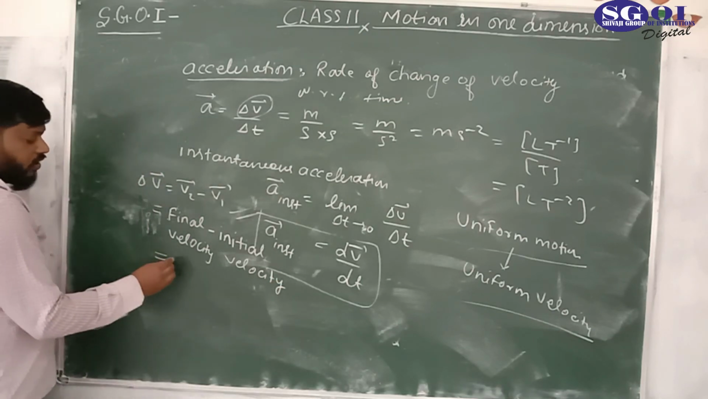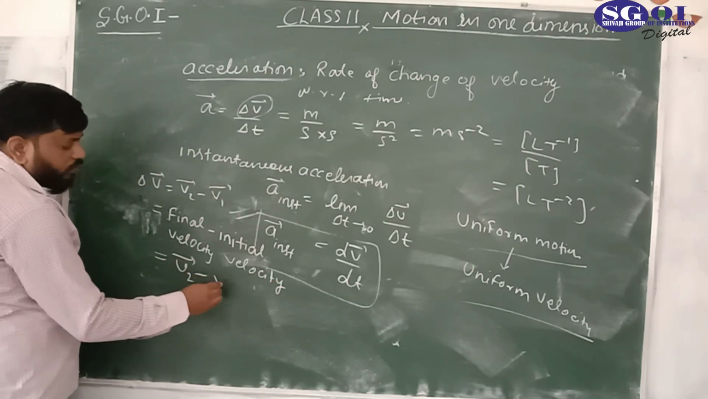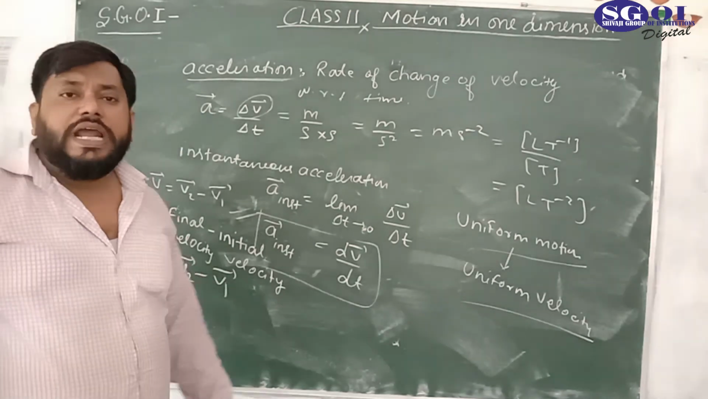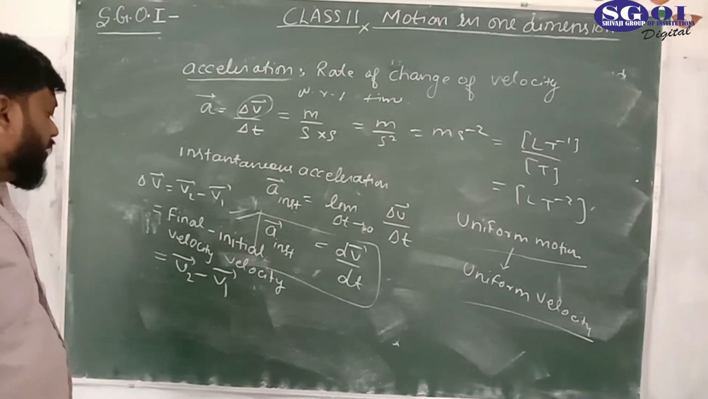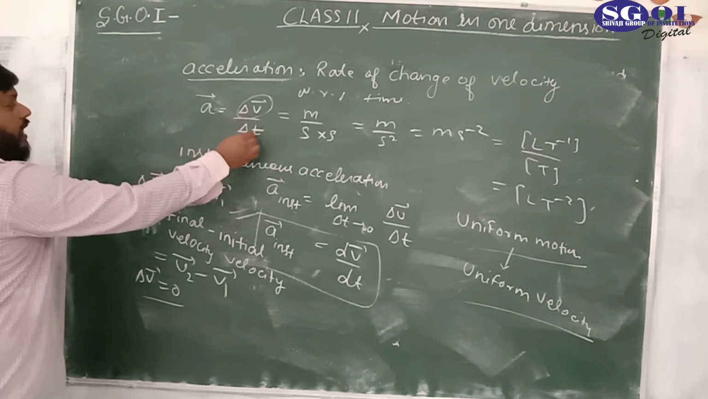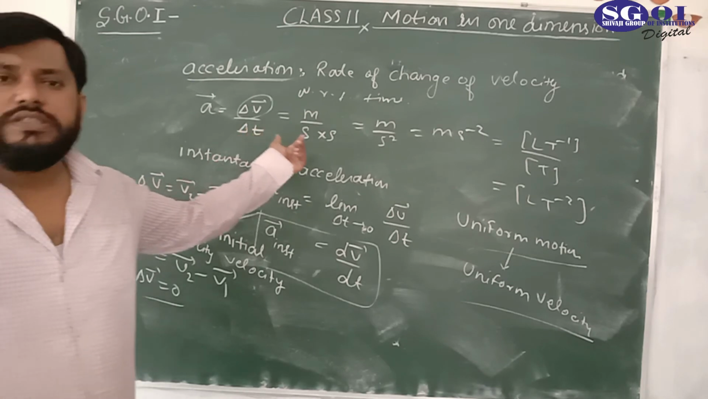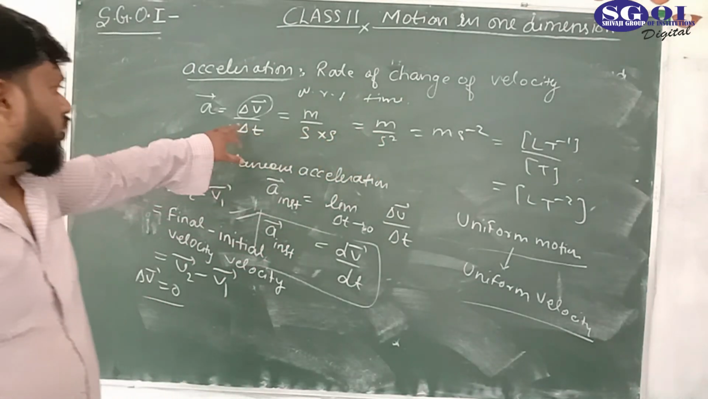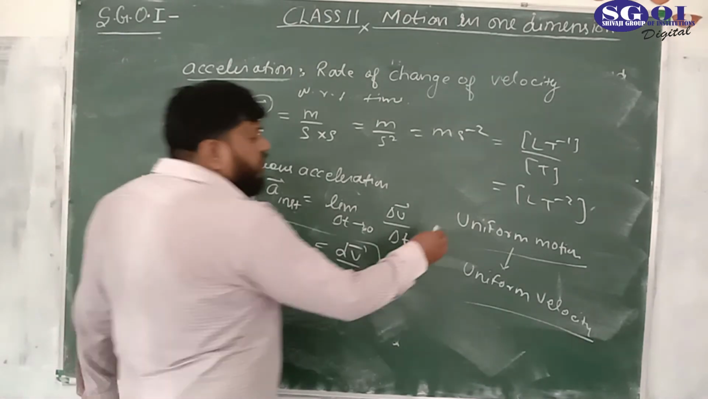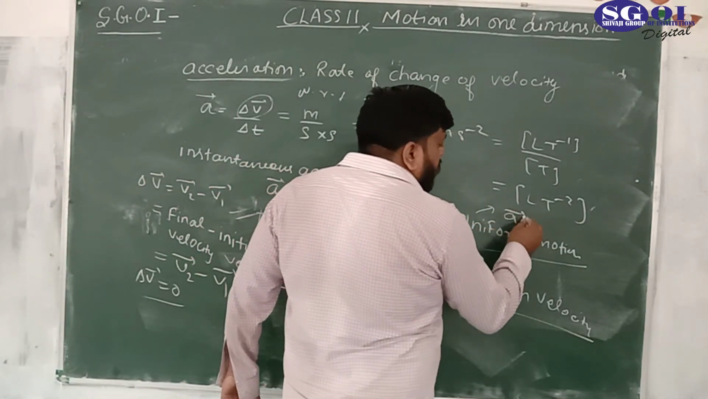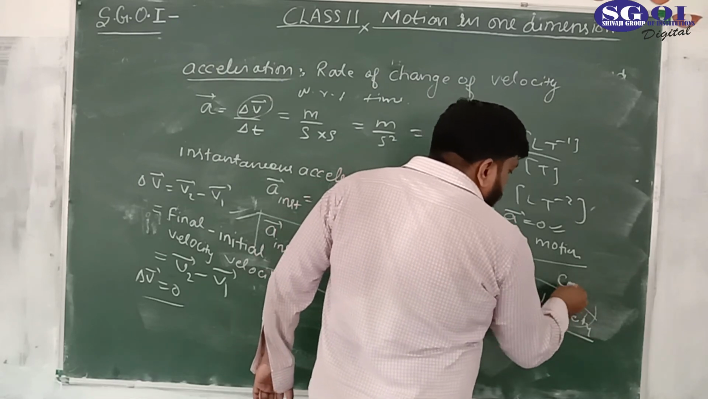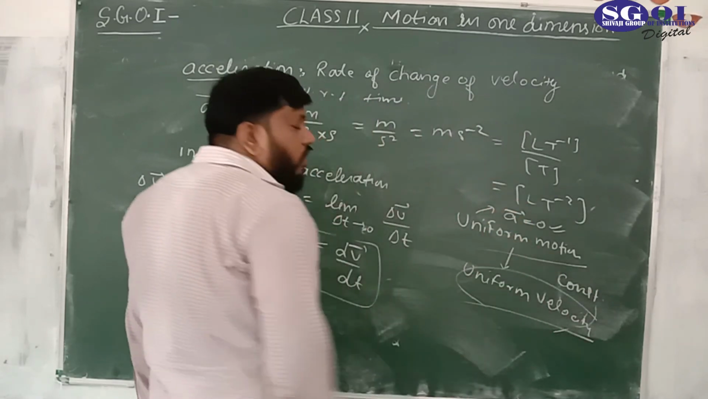So the final velocity is v2 and the initial is v1, giving v2 minus v1. If the velocity is not changing, v2 and v1 would be the same, and the answer for delta v would be 0. And 0 divided by some time interval, some time duration, is 0. It means in uniform motion, the acceleration of the object is 0 and the velocity is constant. This is called uniform motion.